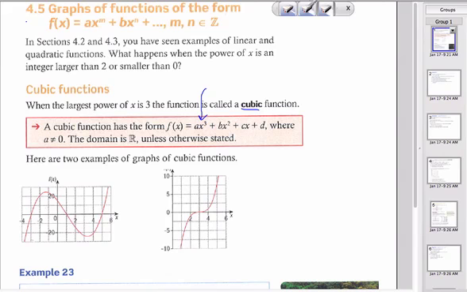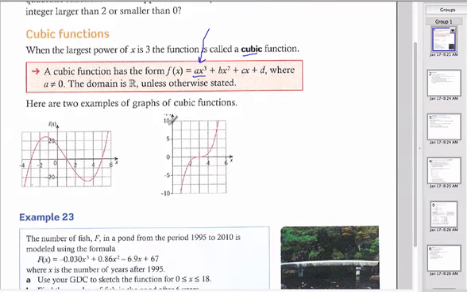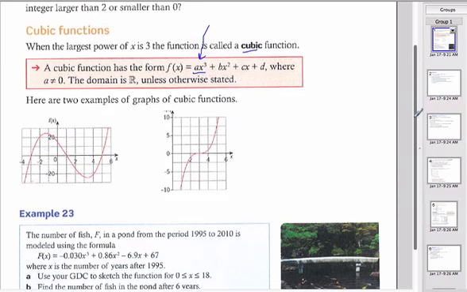Okay, so here we have an example of a polynomial function called a cubic function. It's cubic because the leading term has an x cubed. Here's what some cubic functions might look like, something like that.